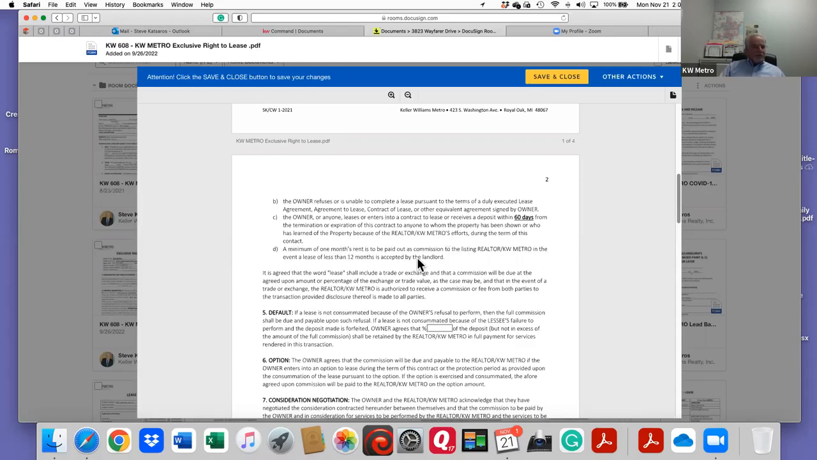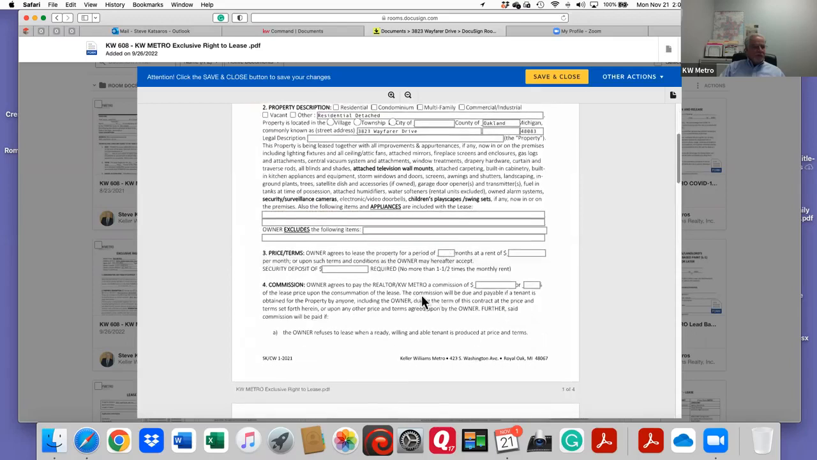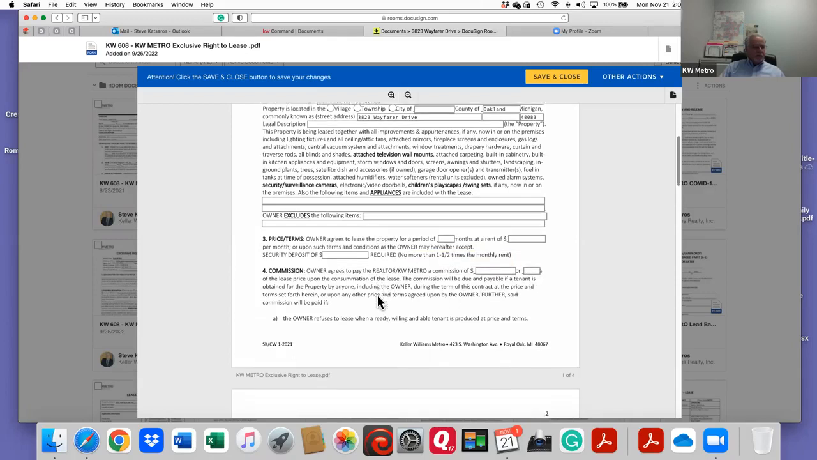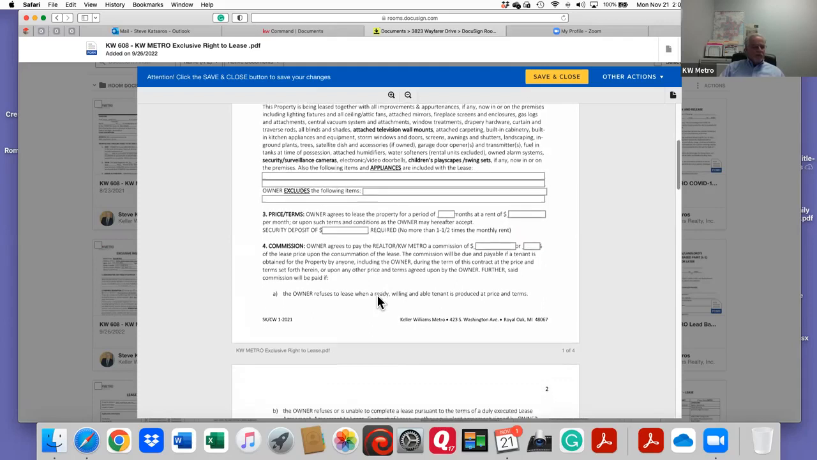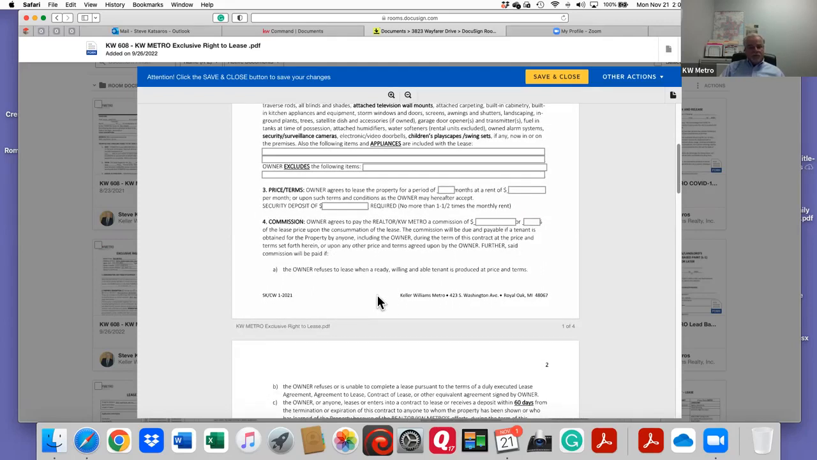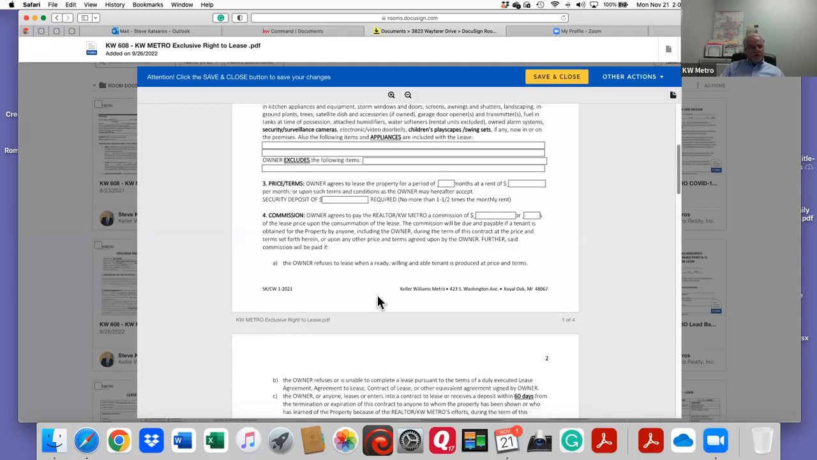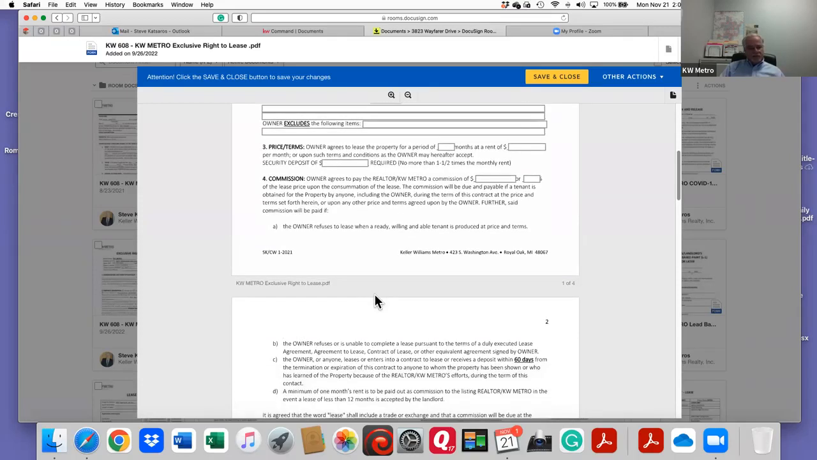We also talk about, let me backtrack a little bit here. So the commission, you would put in one month's rent. Try not to put the amount because you might be reducing the amount, so this stays intact. You can also write it in the section where you can type in exactly what you're doing here, that the rent is $2,000 a month. It should be split 50-50 between the two brokerages. A little more defined explanation.